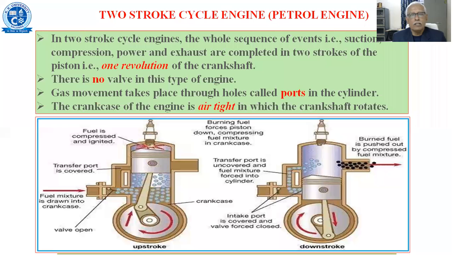So next is the two-stroke engine. Notice the difference. In the two-stroke engine, you can see the construction is very simple. First of all, the physical construction has fewer moving parts. What are the moving parts we have? Piston, connecting rod, and crankshaft. Only that much. Only three moving components in the two-stroke engine.